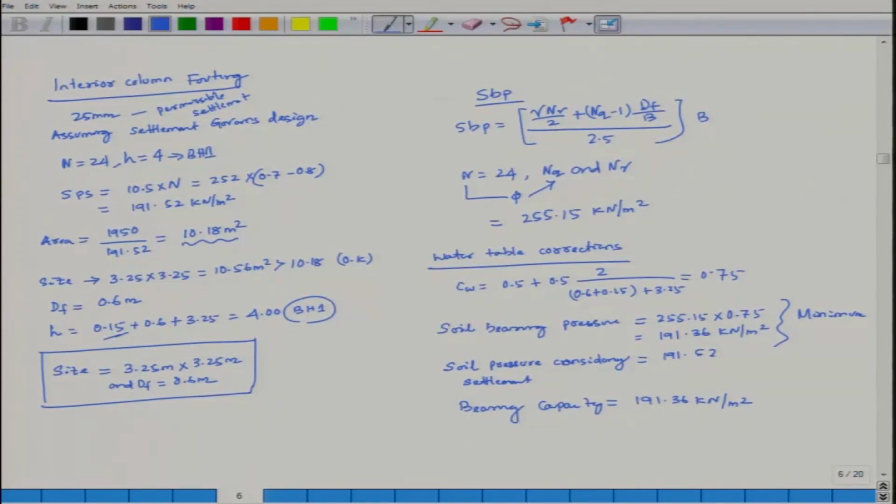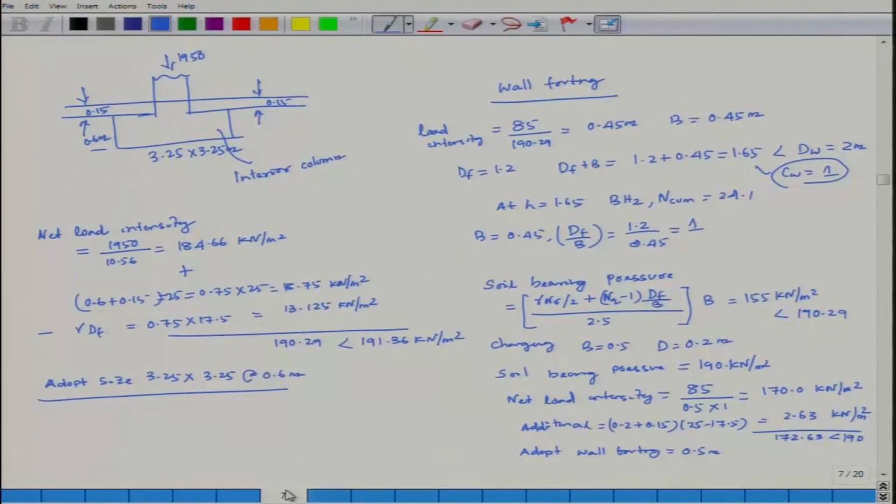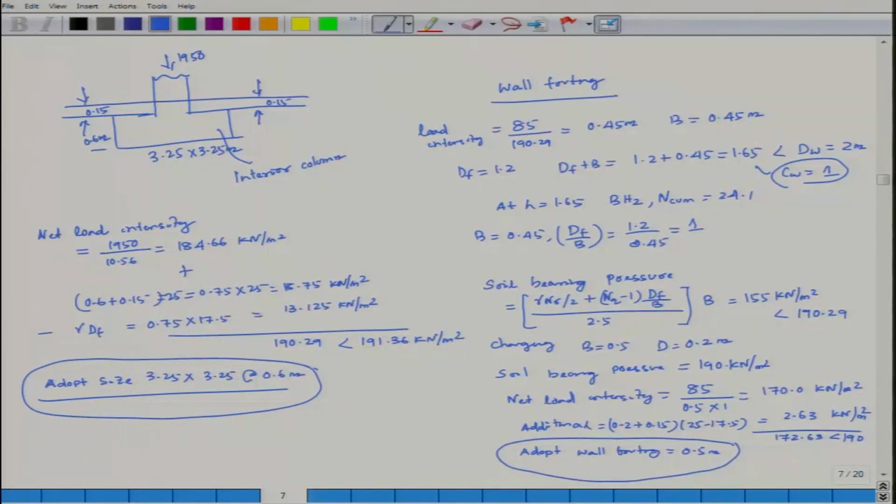Here there are no assumptions based on the SPT value. Then we cross-check with your soil bearing pressure and water table corrections, and bearing capacity comes out to be 191.36. Then with this, net load intensity has been calculated. Then we confirm that this size is fine. Similarly, wall footing size has been found out as 0.5 meter. This is how it started, how we have to proceed with the design.